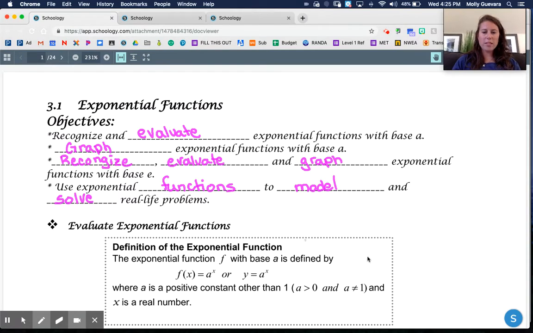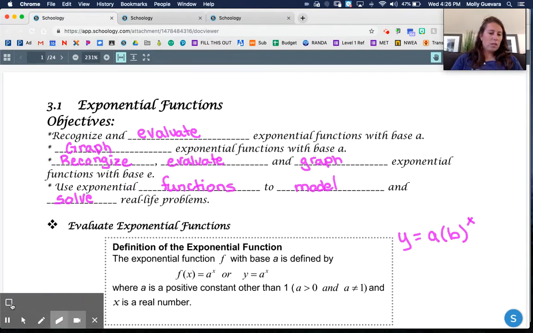Okay, so the first thing is that we have to review what is an exponential function. Okay, so here f of x equals a to the x, or y equals a to the x is our exponential function. I believe in algebra 2, we used y is equal to a times b to the x. I want to say that that's what we used, where a in this case is b over here, but a, whatever is being raised to the power of x, has to be a positive constant other than 1. Okay, and x is a real number. So just a quick little review.